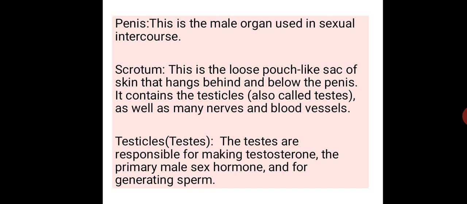So you can be asked, what is the male sex hormone called? It is called the testosterone. Can we say that together? Testosterone. The male sex hormone is called testosterone. Okay, and the male sex cell, or the male gamete, is called the sperm. Very good.